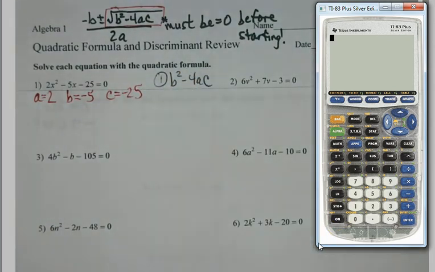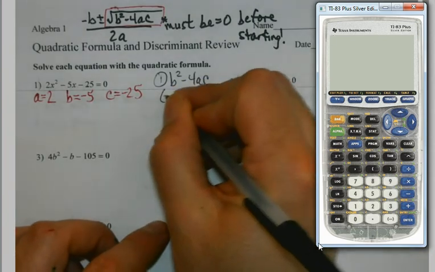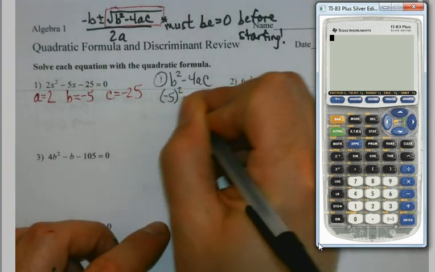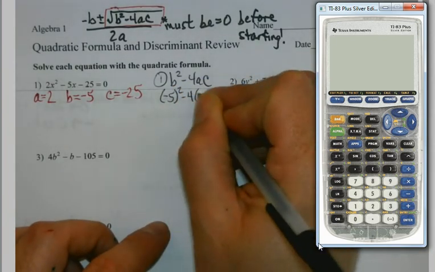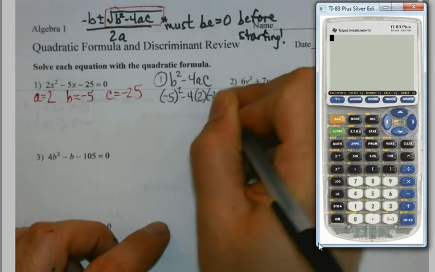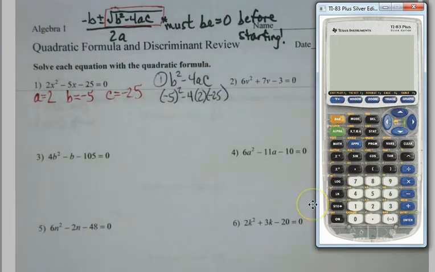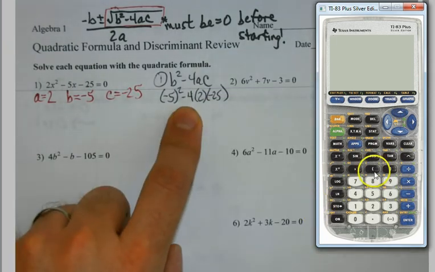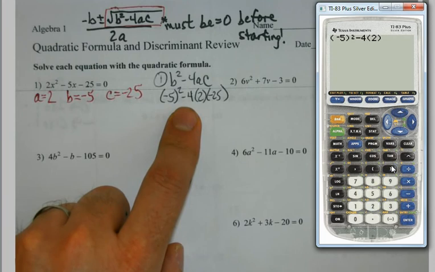So b squared minus 4ac, and always use parentheses, because especially with negatives, a lot of stuff can get messed up otherwise. So here's what I'm just going to type into my calculator to start. And again, be really careful with signs or you can really get yourself into a dilemma. So once I'm sure I've typed it in right.